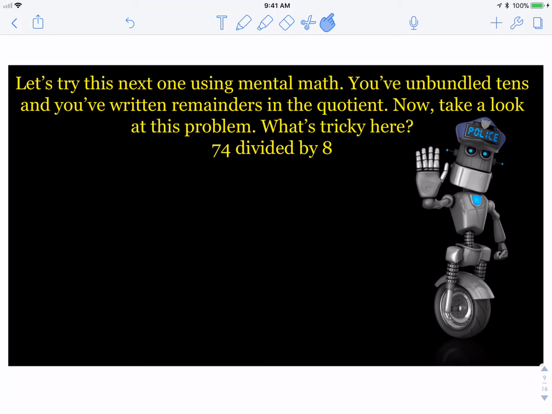Let's try this next one using mental math. You've unbundled 10s and you've written remainders in the quotient. Now take a look at this problem. What's tricky here? 74 divided by 8. Let's just take a look at that.